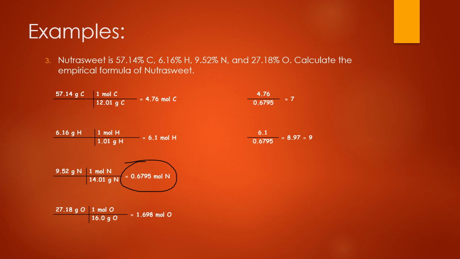There it is for hydrogen. Again, right here you can see that we're at 8.97, and that's close enough to round up to a whole number. So that's why I rounded it to 9. Again, obviously you do it by yourself, you get 1.